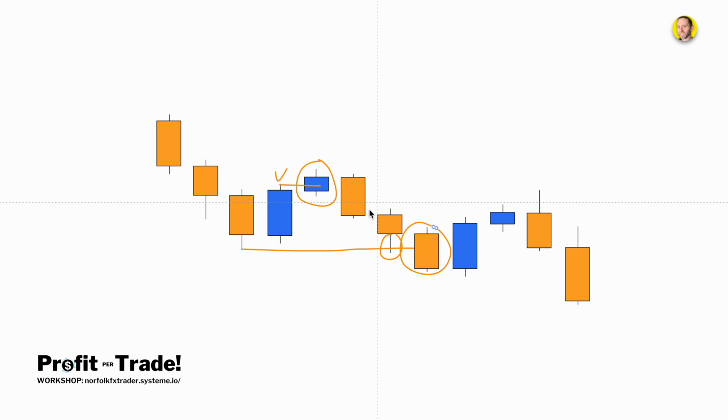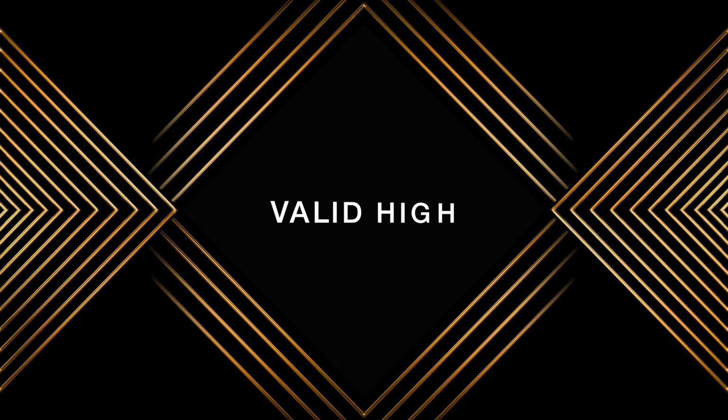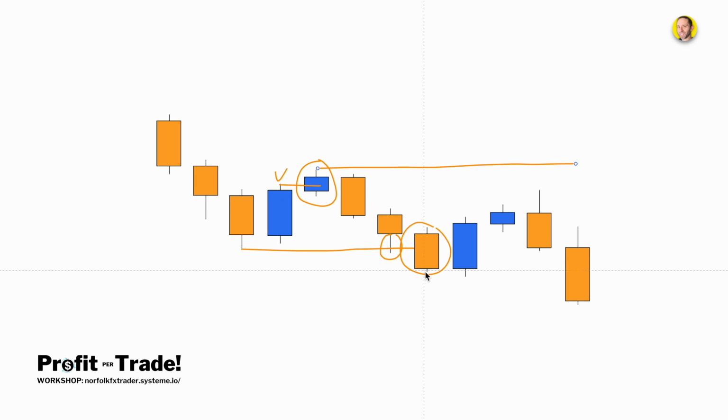So once we identify this as a valid breaker structure, this will give me a valid high in the market. And this is classed as our strong high in the market. And it's where we can now look for price to pull back to this area where we'll start to think about marking out our areas of supply, areas of imbalances. We'll go through that in a moment.